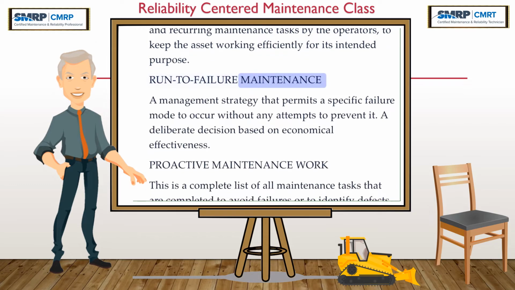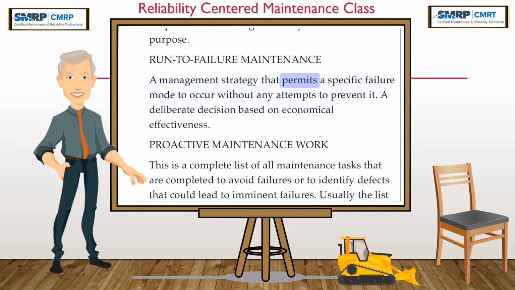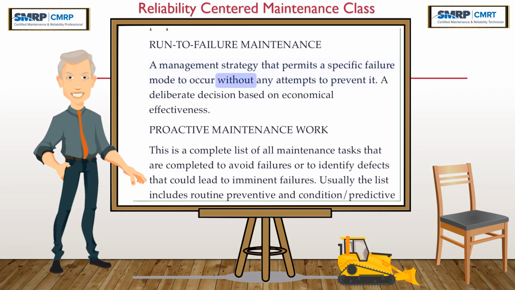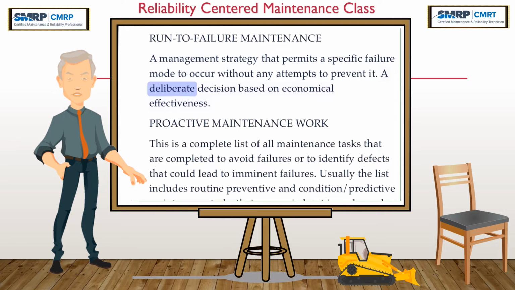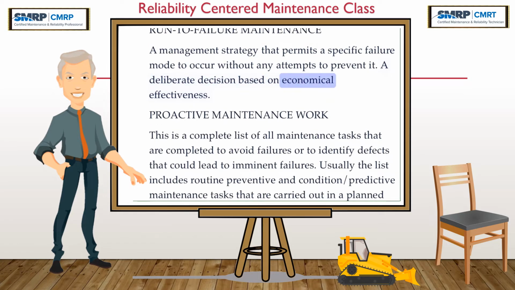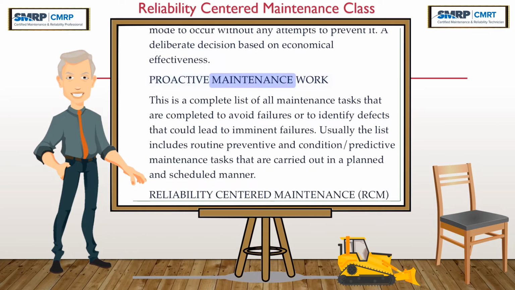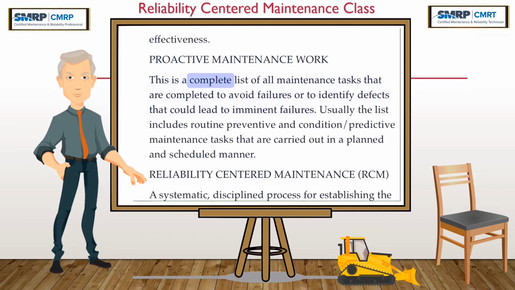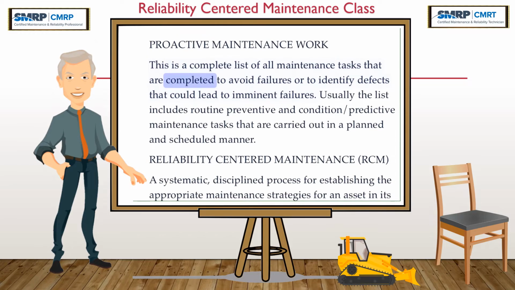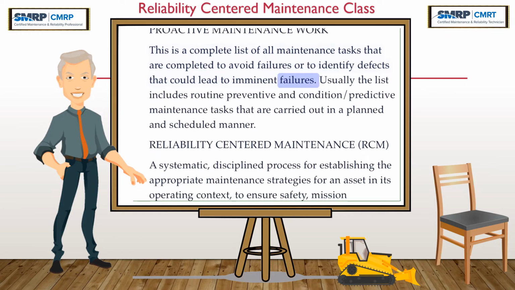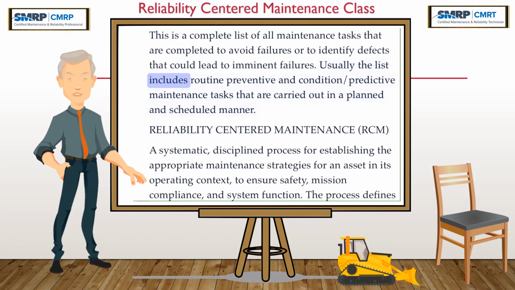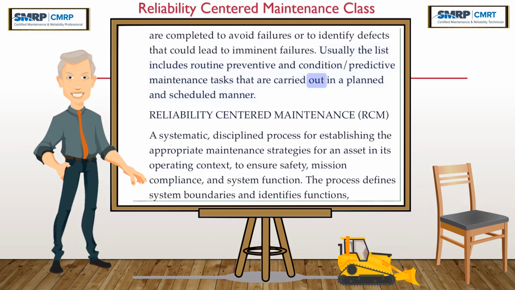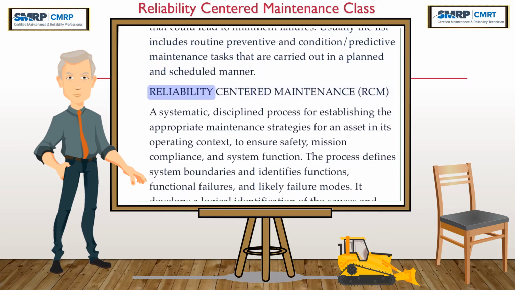Run-to-failure maintenance. A management strategy that permits a specific failure mode to occur without any attempts to prevent it. A deliberate decision based on economical effectiveness. Proactive maintenance work. This is a complete list of all maintenance tasks that are completed to avoid failures or to identify defects that could lead to imminent failures. Usually the list includes routine preventive and condition/predictive maintenance tasks that are carried out in a planned and scheduled manner.